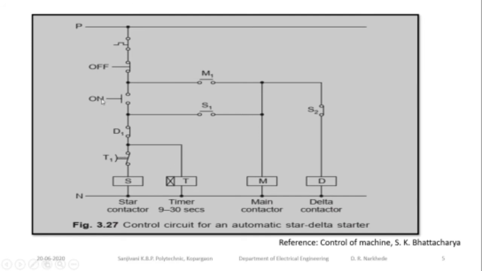At the same time, when you press the start push button, the timer also gets energized. The timer is set for a certain time. The typical time for star to delta transition is 9 to 30 seconds, depending on the size and rating of the machine. This is an on delay timer, and its auxiliary contact is connected in series with the star contactor. After the preset time, its auxiliary contact T1 will open.